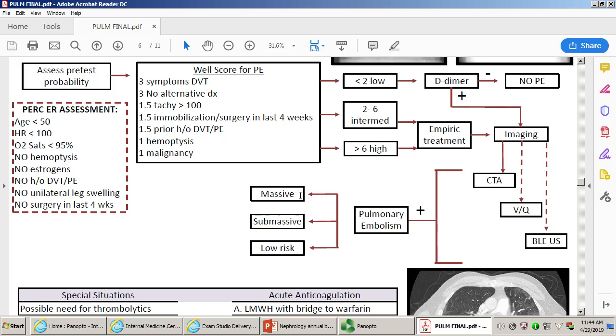So if they have hemodynamic instability, that is a massive PE. And you're talking specifically about persistent hypotension. Submassive is RV dysfunction on echo, and elevated troponin or BNP are clues towards a submassive.